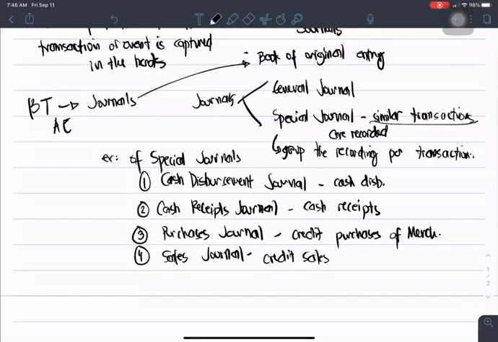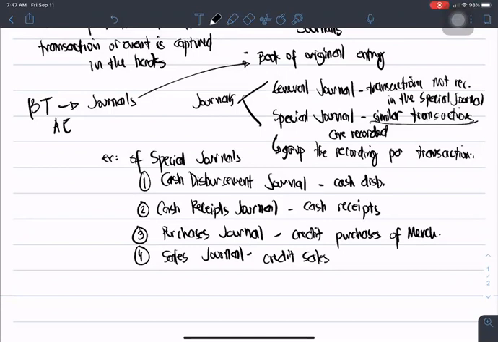Your general journal is a journal we use to record transactions other than those recorded in the special journal. So you record transactions in the general journal that are not recorded in the special journal. If it's not cash disbursement, not cash receipt, not a purchase, not a sale, therefore you place it in the general journal. Take note, you can make use of the two journals, a special journal or general journal.